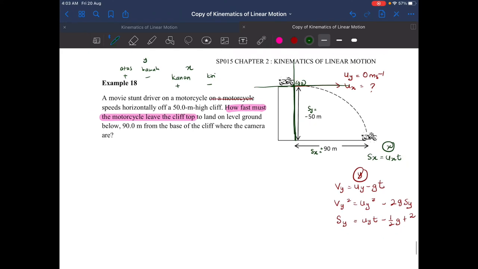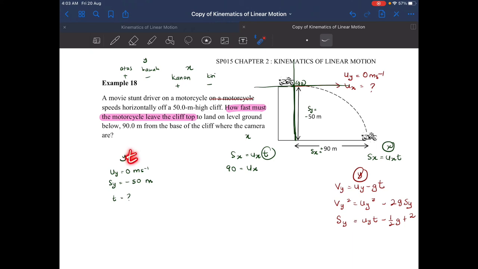So kita ada X, X kan? So this is a formula for X, this is a formula for Y. Katalah kita buat SX equals to UXT. So SX is equal to 90, UX nak cari. Oh, I think we can find the time lah. So kita boleh cari time, maybe daripada Y component lah. So apa yang kita tahu dekat Y component, information yang kita tahu adalah UY sama dengan 0, SY sama dengan negatif 50 meter. And then V tak ada kan. So and then kita nak time lah.